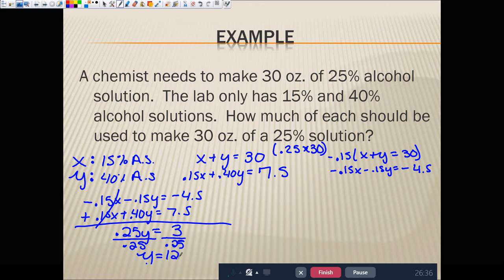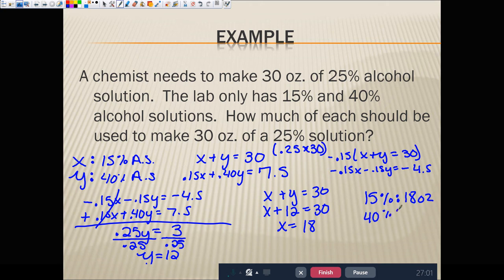So now that I have y, I can find x using my original equation. x plus y equals 30. x plus 12 equals 30. Subtract 12 from 30, so x equals 18. So that means for my 15%, I'm going to have 18 ounces. And for my 40%, I'm going to have 12 ounces.